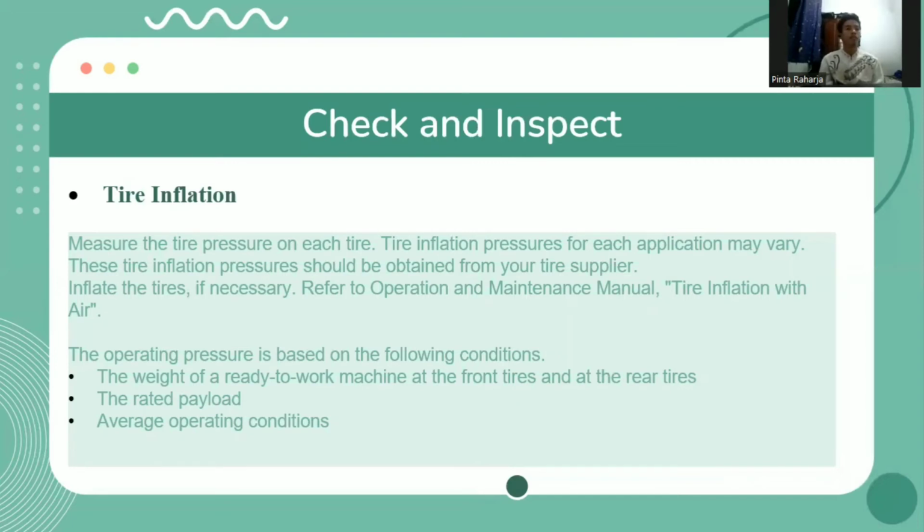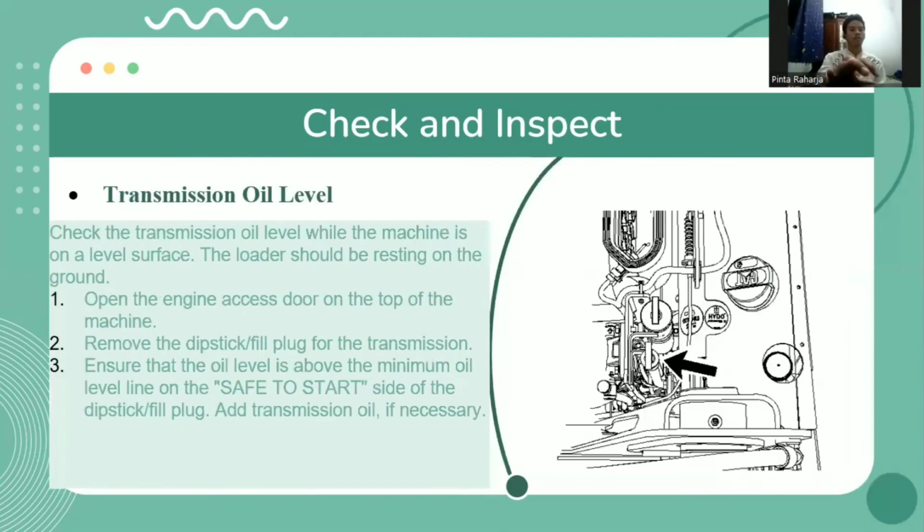Tire inflation with air. The operating pressure is based on the following condition: the weight of a ready-to-work machine at the front tires and at the rear tires, the rated payload, and average operating condition.